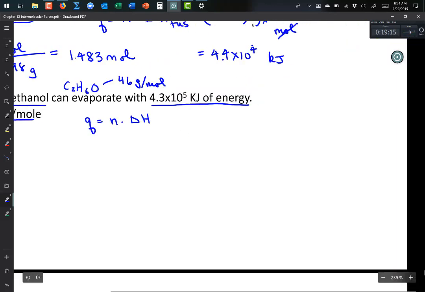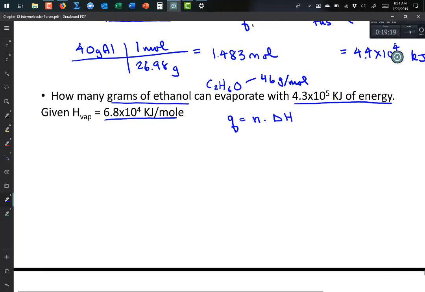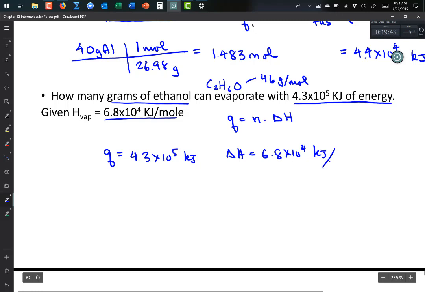All right, let's set it up. So I have my Q, which is 4.3 times 10 to the 5th kilojoules. My delta H is 6.8 times 10 to the 4th kilojoules per mole. So what I'm going to do is solve for moles. Moles is going to be Q divided by delta H. So I'll end up with 4.3 times 10 to the 5th kilojoules divided by 6.8 times 10 to the fourth kilojoules per mole.